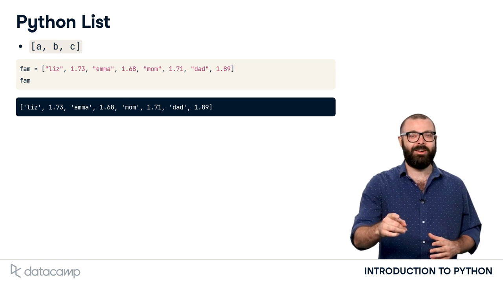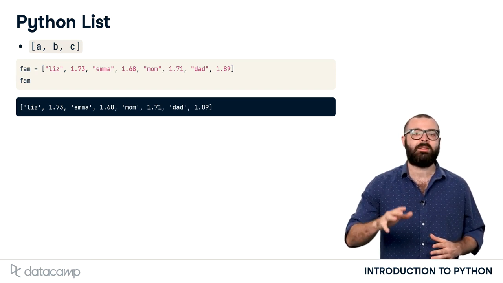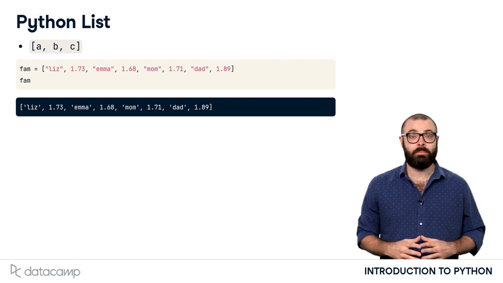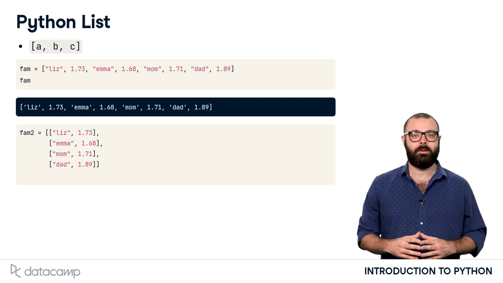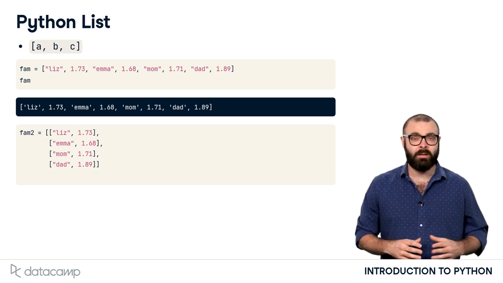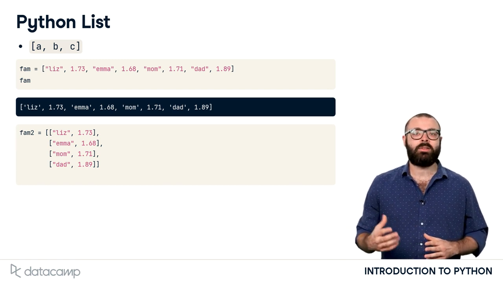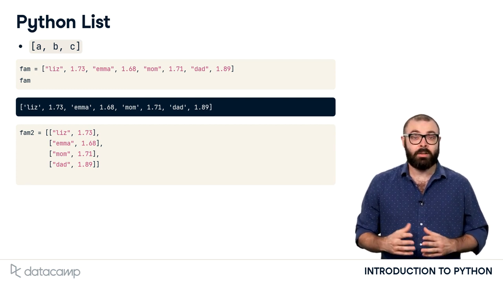But that's not all. I just told you that lists can also contain lists themselves. Instead of putting the strings in between the numbers, you can create little sublists for each member of the family. One for Liz, one for Emma, and so on. Now you can tell Python that these sublists are the elements of another list that I named fam2. The little lists are wrapped in square brackets and separated with commas.